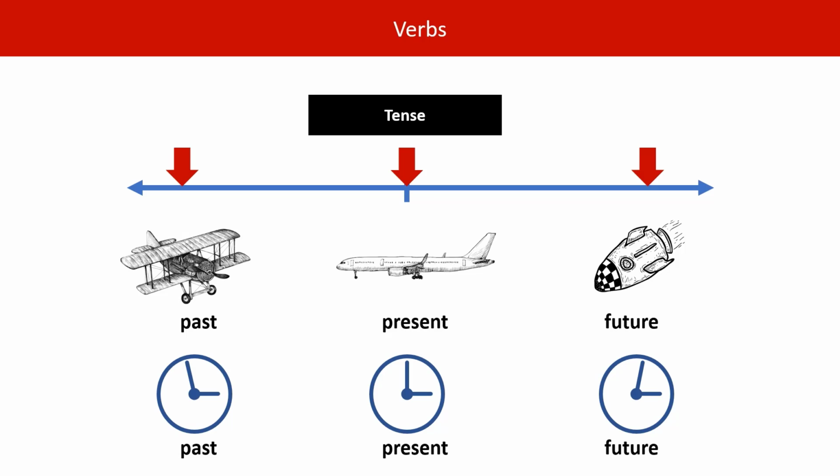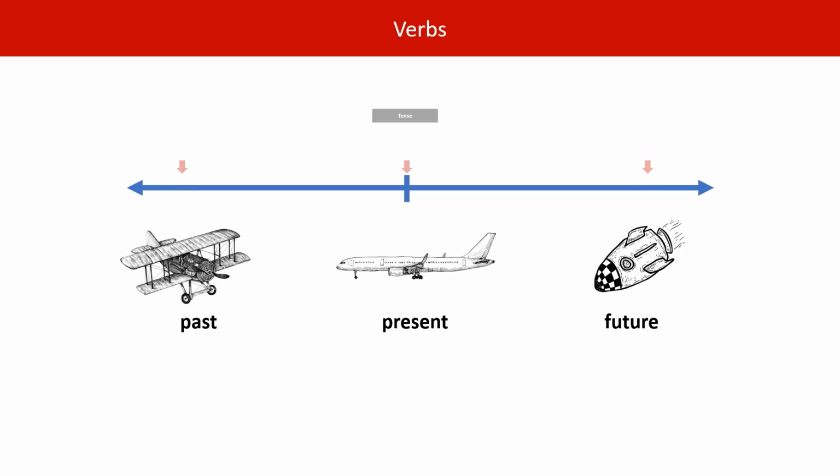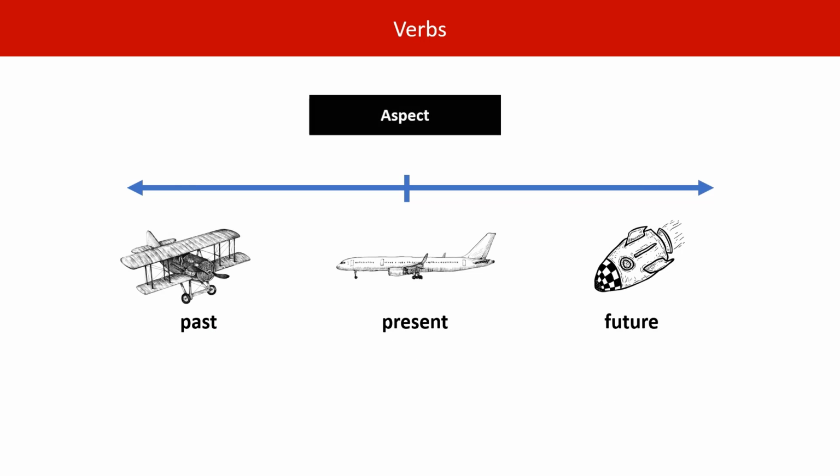Same for the future. 1 minute's time, in a year's time, or in a decade's time are all times in the future. Next, we're going to cover aspect, and I'm going to leave the timeline up because aspect is part of tense. Remember, aspect is about whether the activity is continuous or completed.